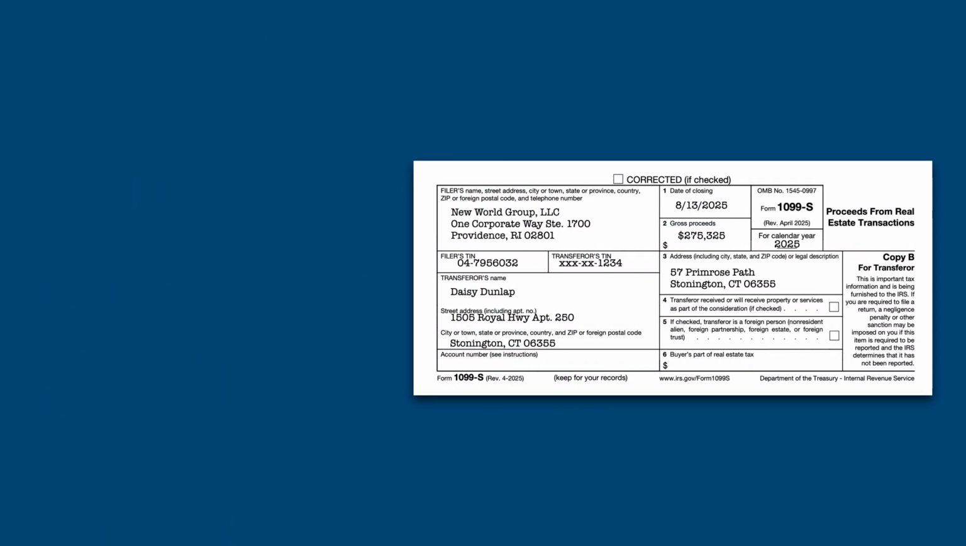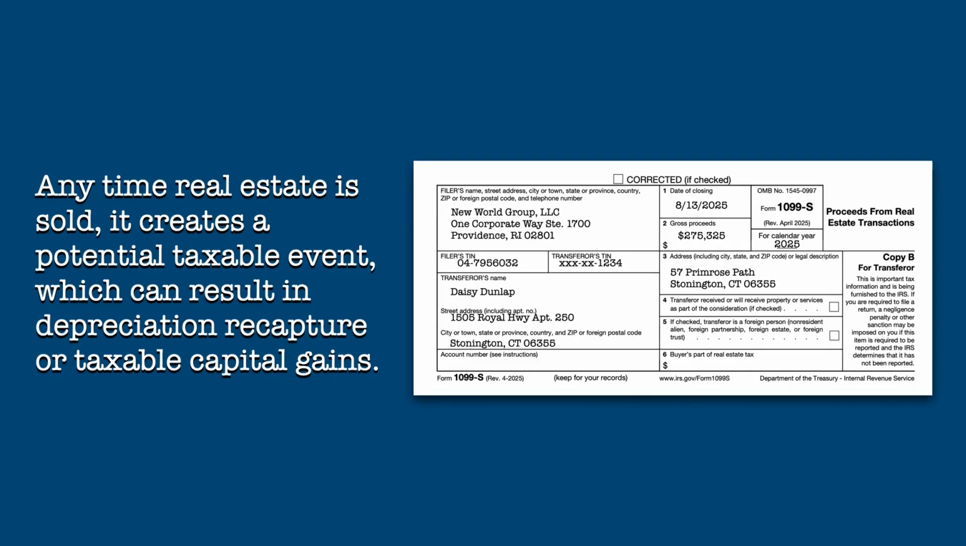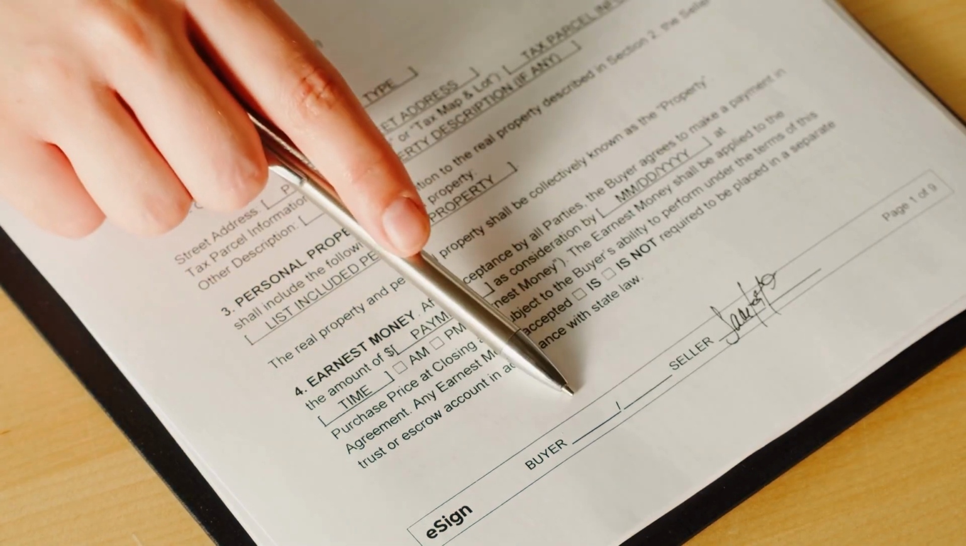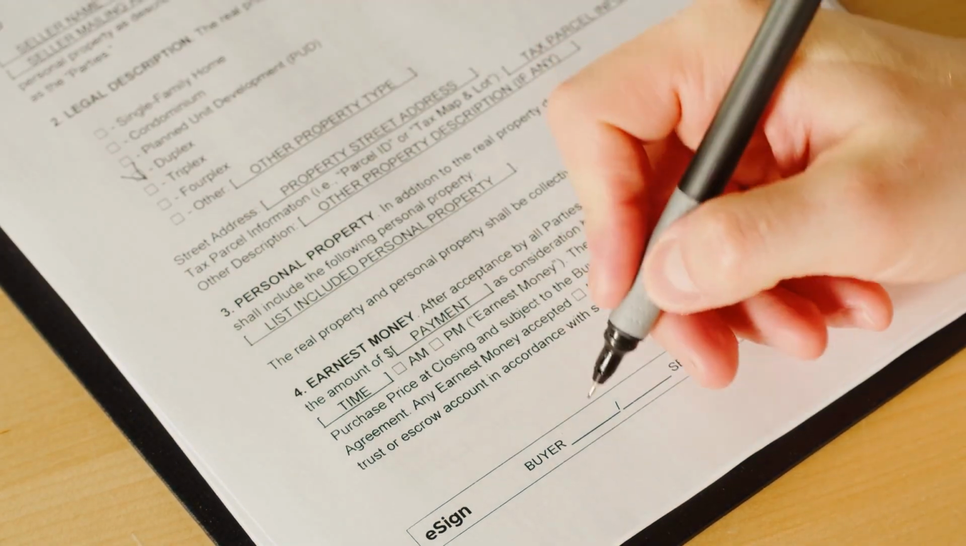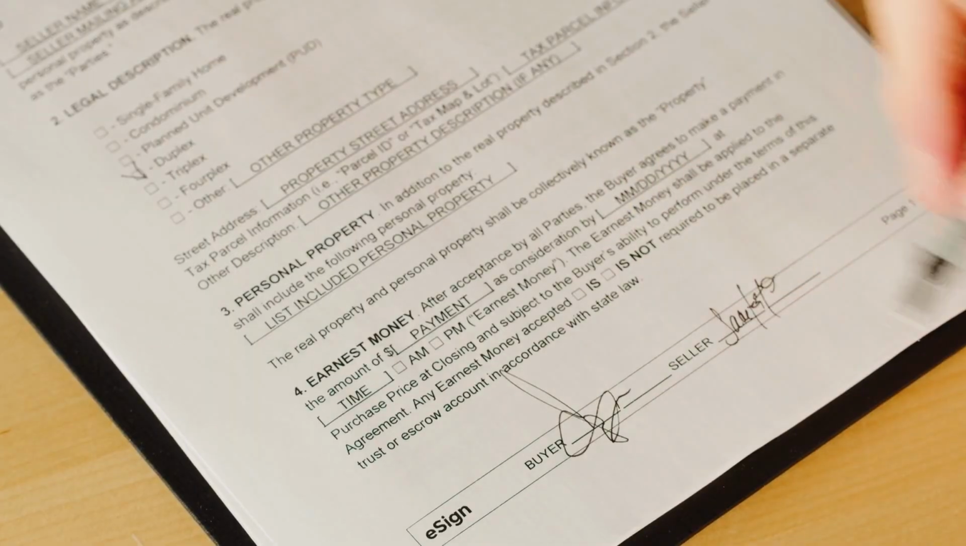Form 1099-S, Proceeds from Real Estate Transactions. Anytime real estate is sold, it creates a potential taxable event, which can result in depreciation recapture or taxable capital gains. You're usually not sent this document. It's often included with the closing paperwork on the property sale.